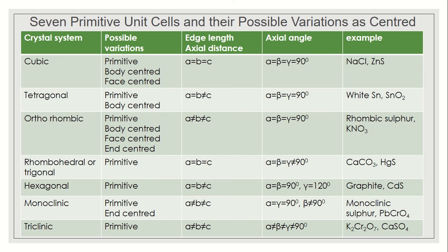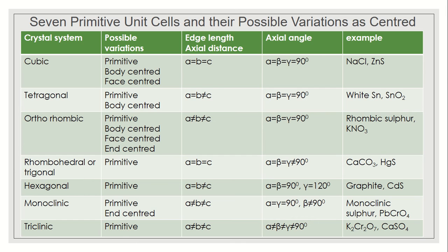Rhombohedral or trigonal crystal system. Here A is equal to B is equal to C and alpha is equal to beta is equal to gamma, but it is not equal to 90 degrees. Example, calcium carbonate and silver sulfide. In case of the hexagonal crystal system, A and B are equal, but it is not equal to C. Here alpha and beta are equal to 90 degrees and gamma is equal to 120 degrees. For example, graphite and cadmium sulfide.